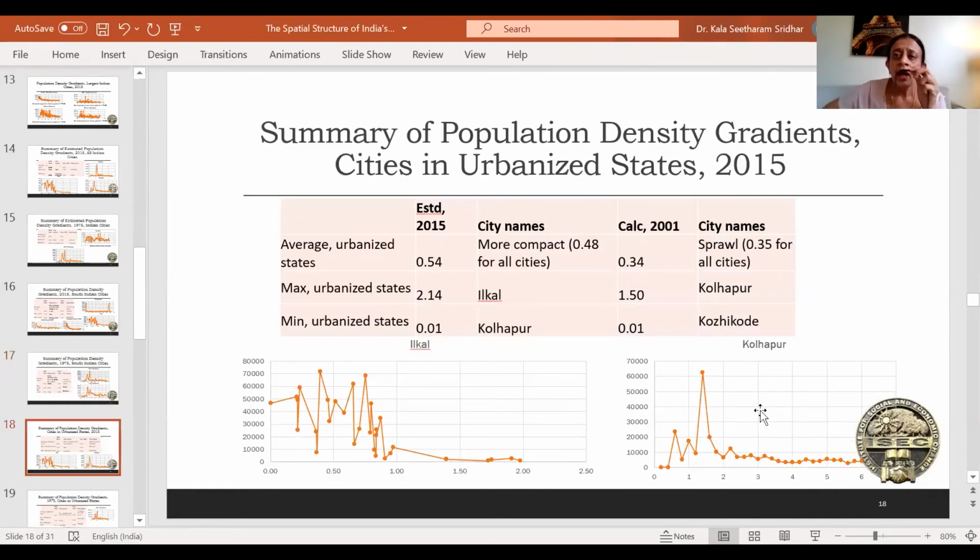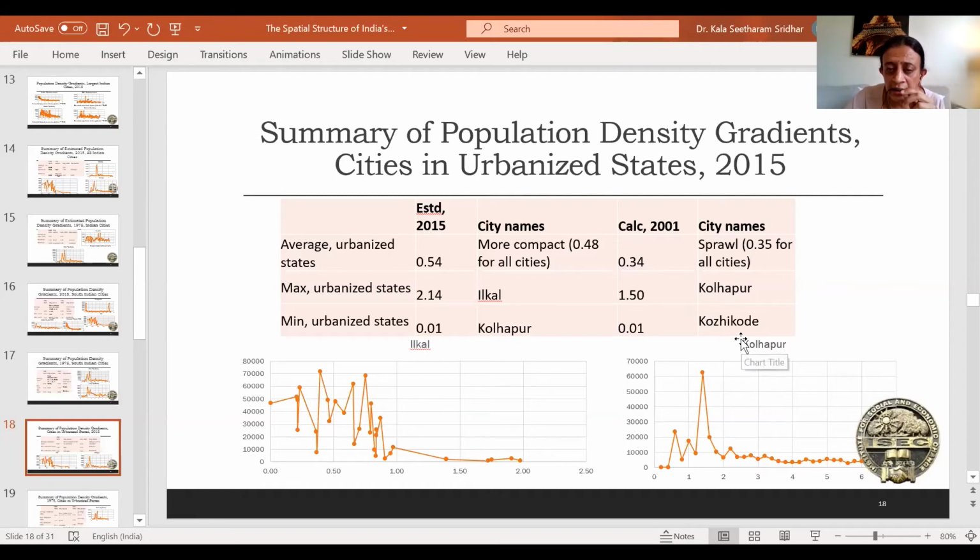Now, what happens to cities in the urbanized states? All these urbanized states, as I explained earlier, are those which had an urbanization rate higher than the national average in 2011, which was 31.16%. When we see this, the most suburbanized again is a town called Kolhapur, which is famous for its sandals, in Maharashtra. And this again, as I explained earlier, is characterized by very stressed infrastructure in the central city.